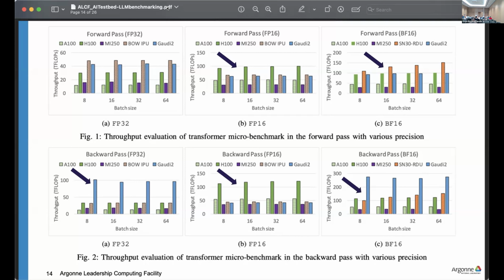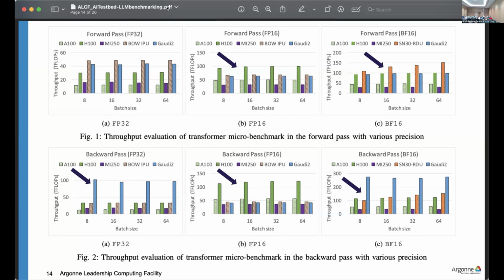Some of the key takeaways are the high-level arrows there. For FP16, we found that the H100 was outperforming the other implementations, while for BF16, the SambaNova RDU was giving better performance. Similarly, the lower plots show the throughput comparison in the backward pass. Again, we found that the Gaudi 2 system was doing pretty good on the backward pass, especially with FP32 and BF16. FP16 is predominantly getting better numbers on the NVIDIA H100 system.